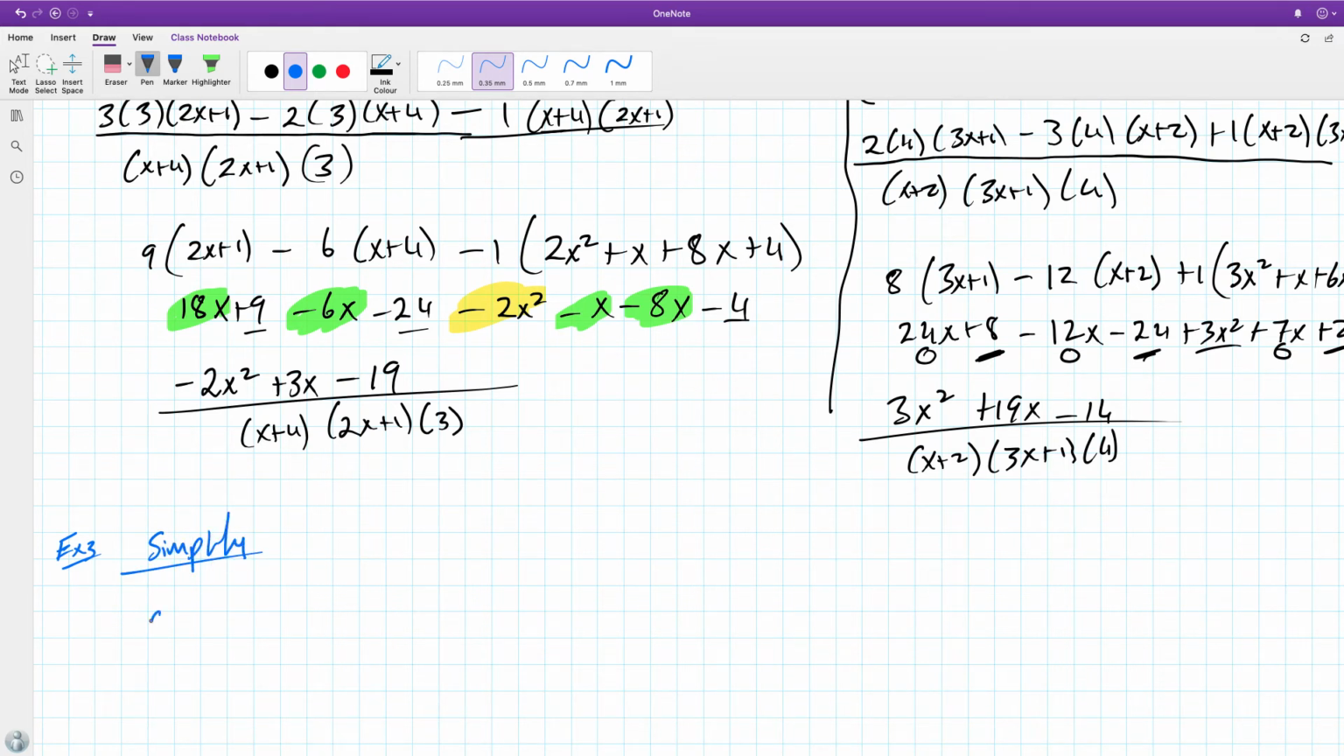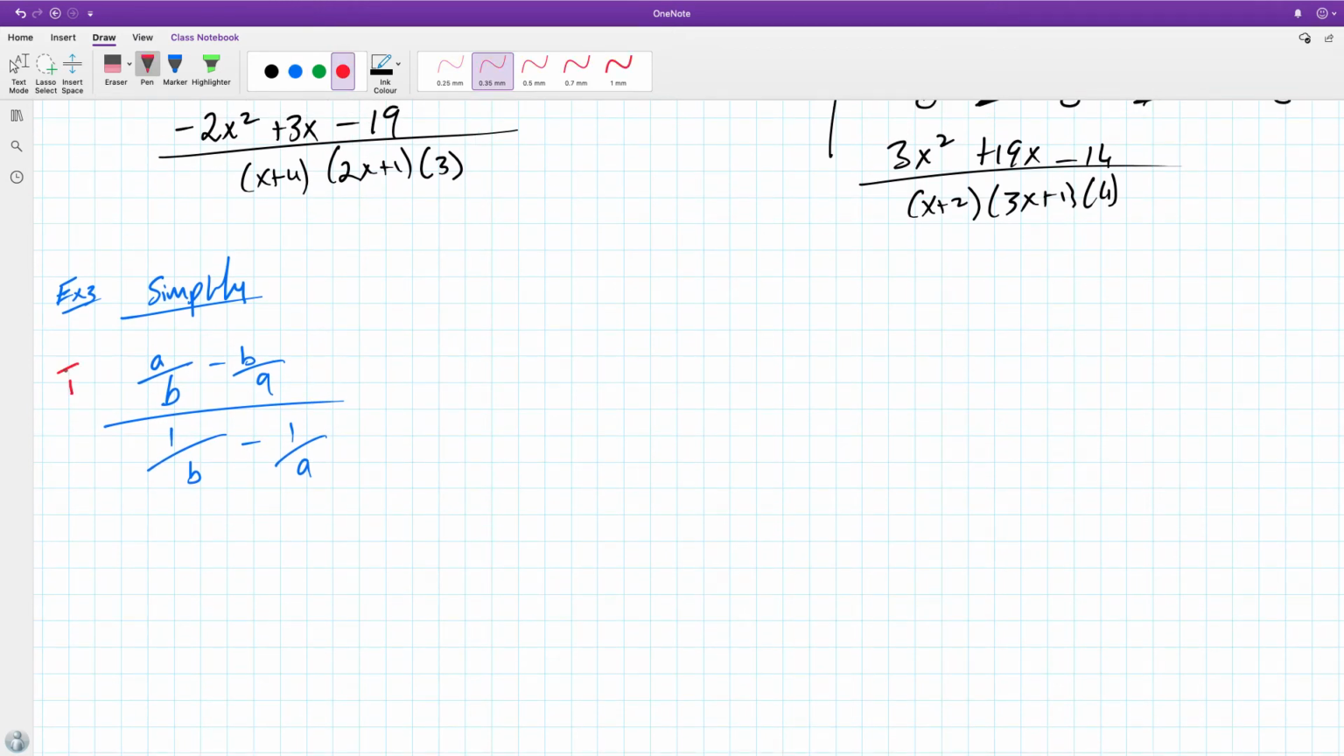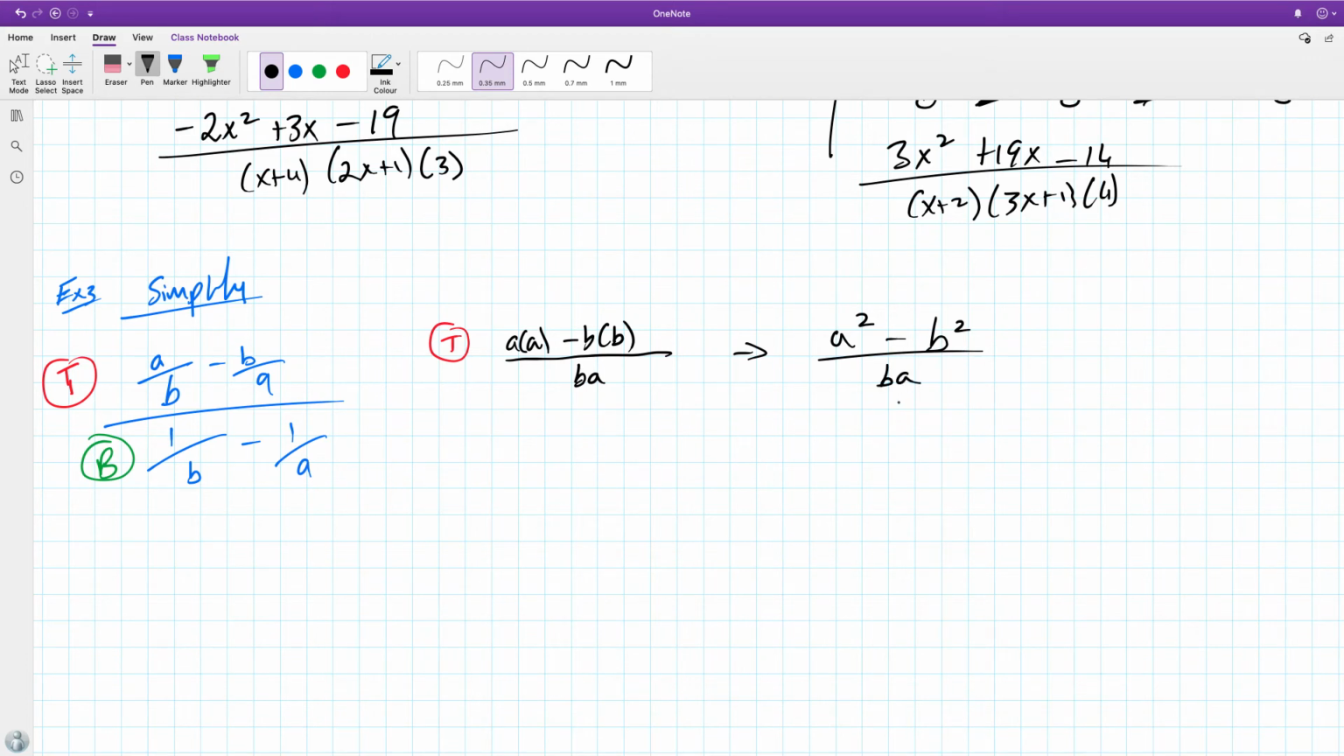Simplify a over b minus b over a, over 1 over b minus 1 over a. The easiest way to do it, probably in your copy, is to mark it top and bottom, just so you know what you're focusing on. I'm going to focus on the top up here. Common denominator is ba. Divide b into ba, you're left with a by your top line a, minus divide a into ba, you're left with b by your top line b. So a by a minus b by b is a squared minus b squared over ba.